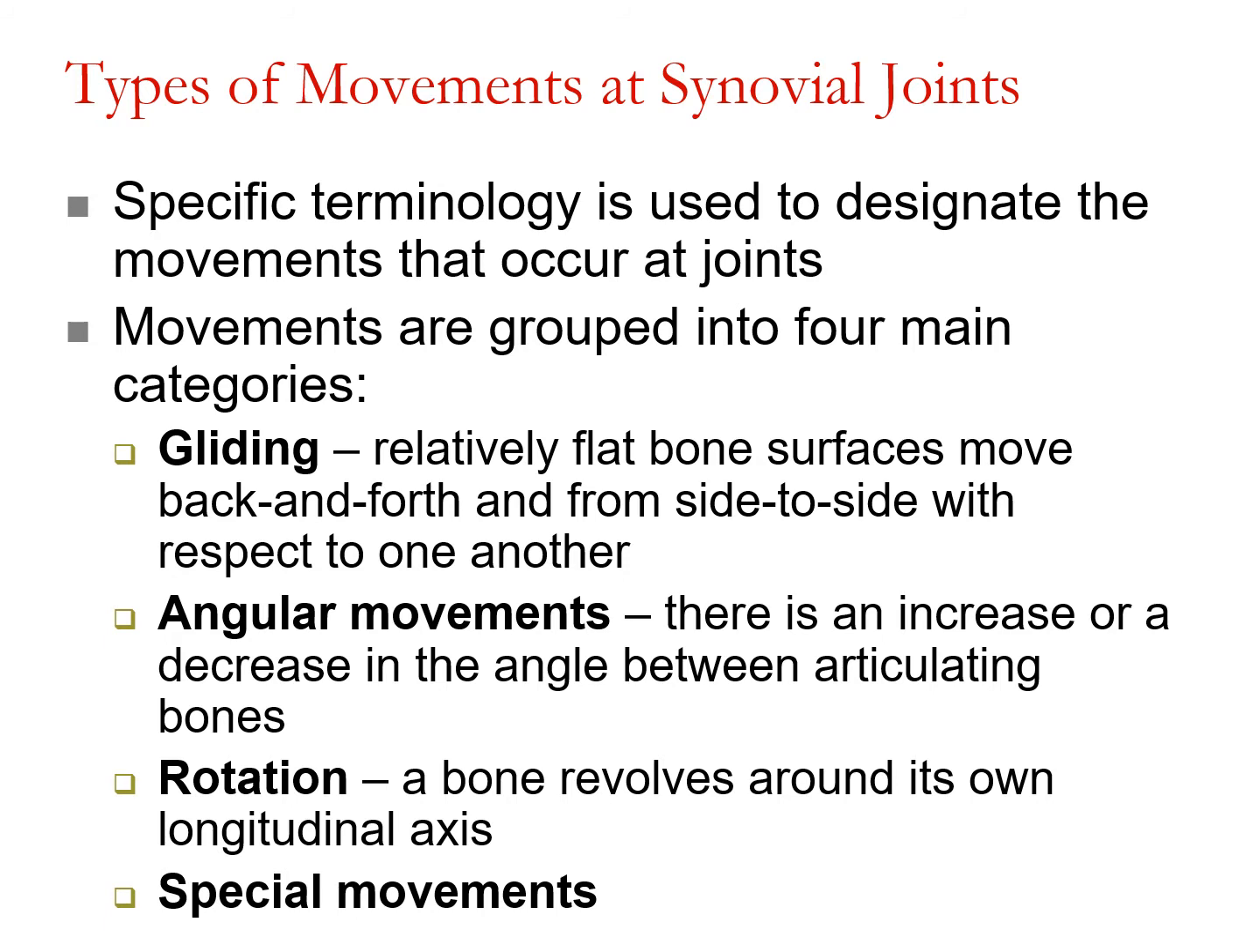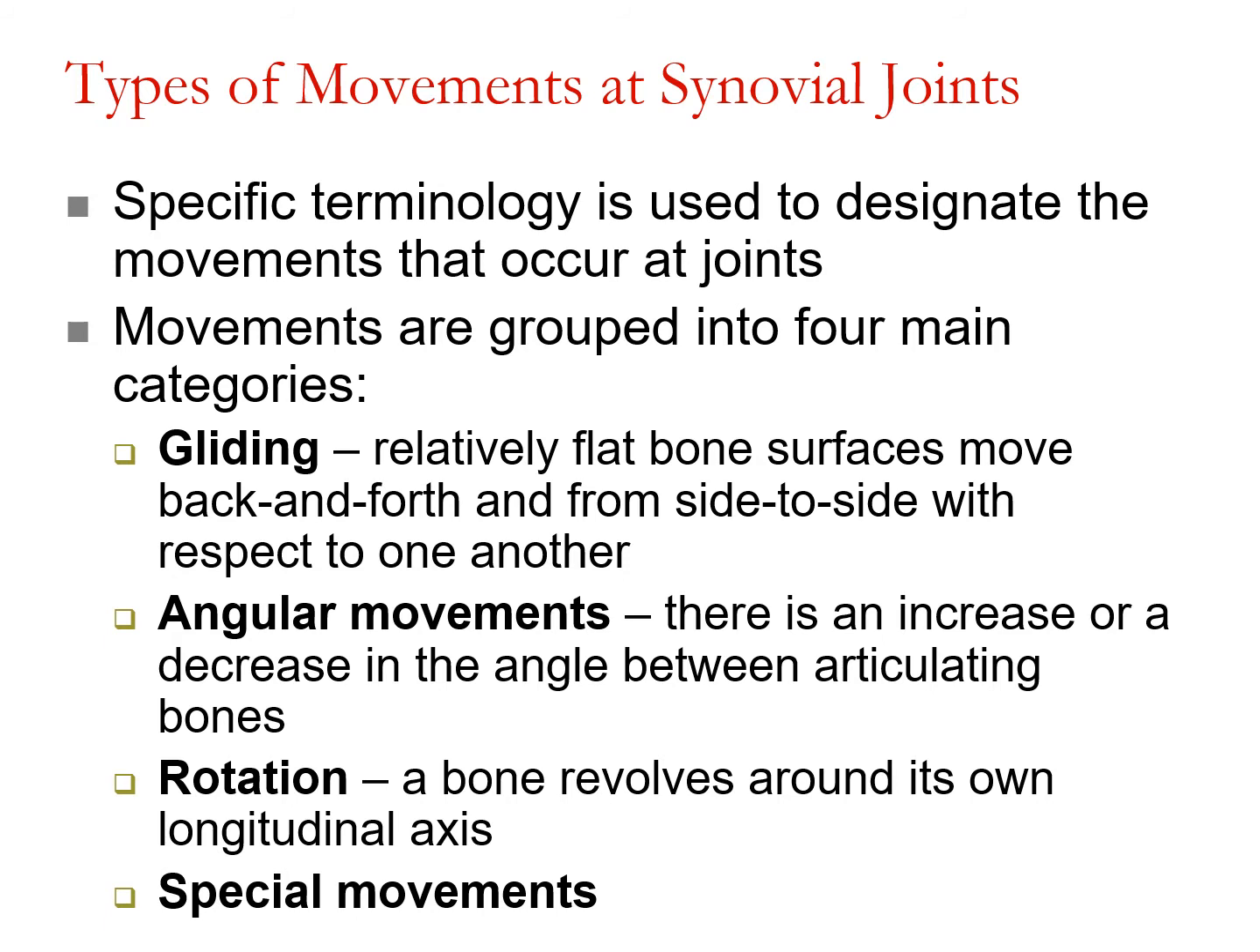Gliding movements involve relatively flat bone surfaces moving back and forth and side to side against each other. This is the type of movement that happens between the carpals at the intercarpal joints, similarly at the intertarsal joints. Then we have angular movements.